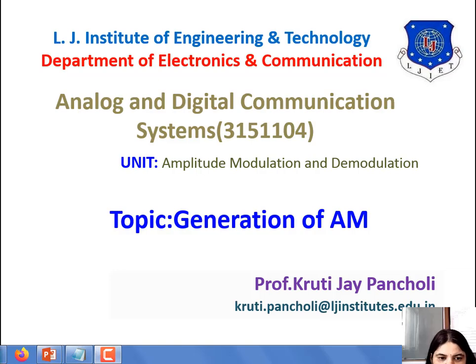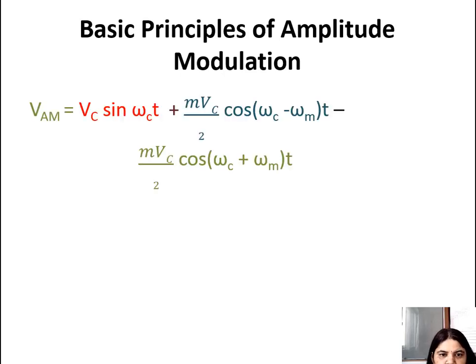Now, generally, the generating circuits for the AM wave are referred to as the amplitude modulator circuit. These amplitude modulator circuits are divided into two parts. One is known as low level modulation and the other is referred to as high level modulation.